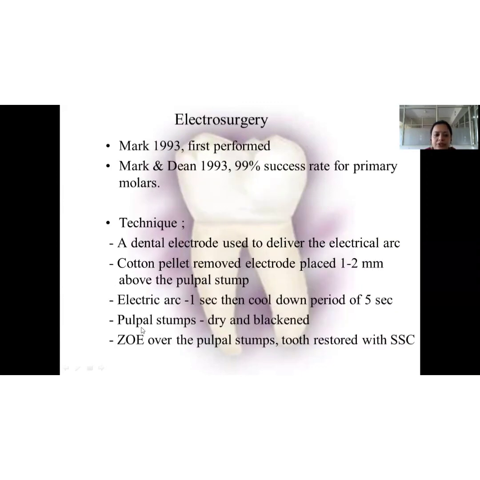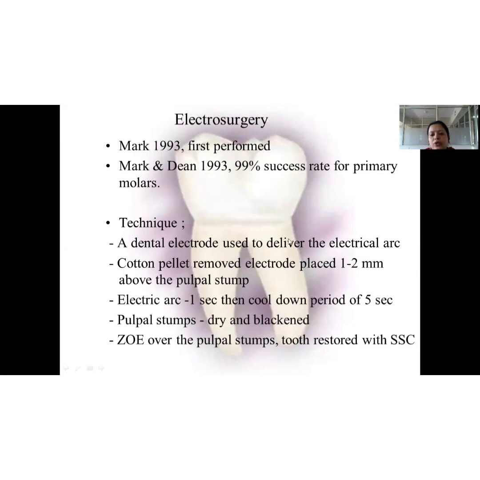Now electrosurgery. Mack and Dean in 1993 first performed electrosurgery, with a 99% success rate for primary molars. What is the procedure? A dental electrode is used to deliver an electric arc. A cotton pellet is removed and the electrode is placed.